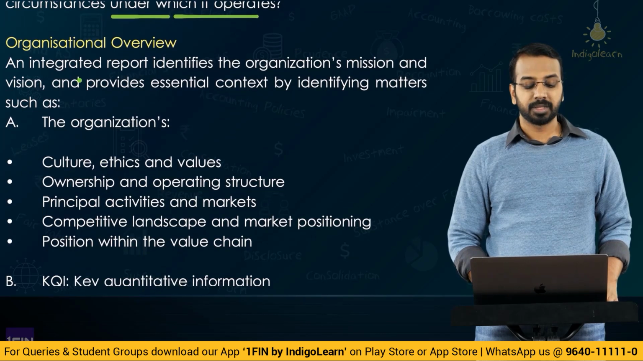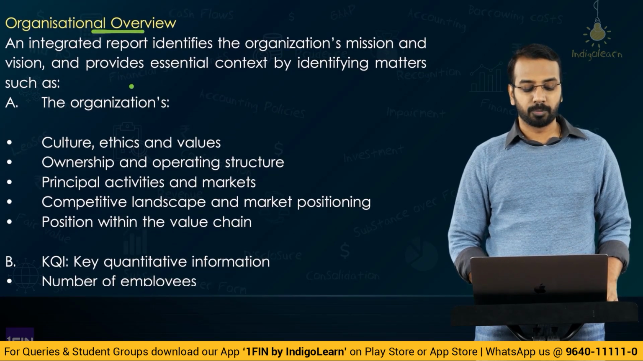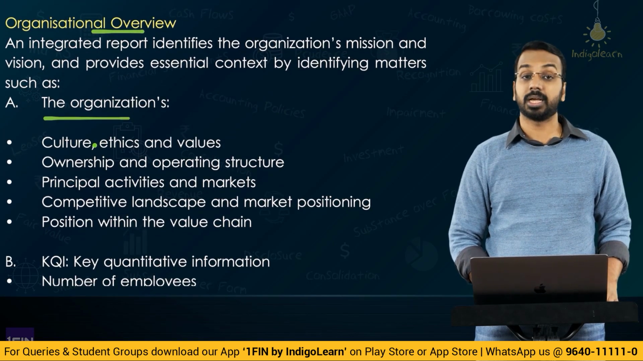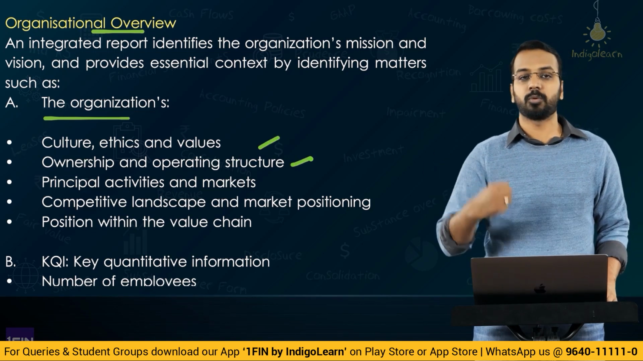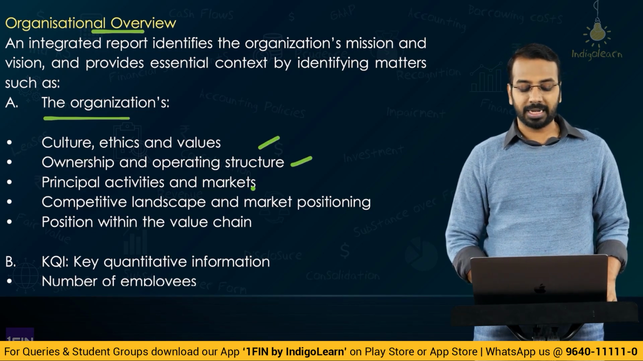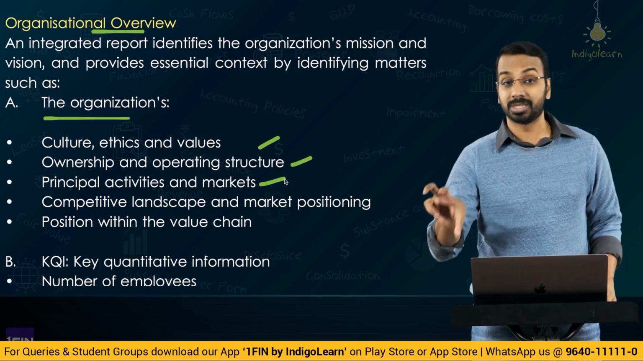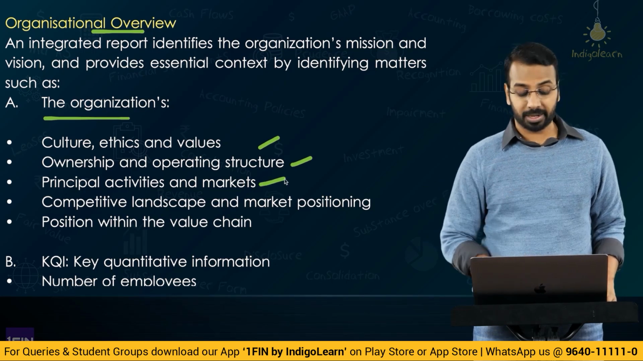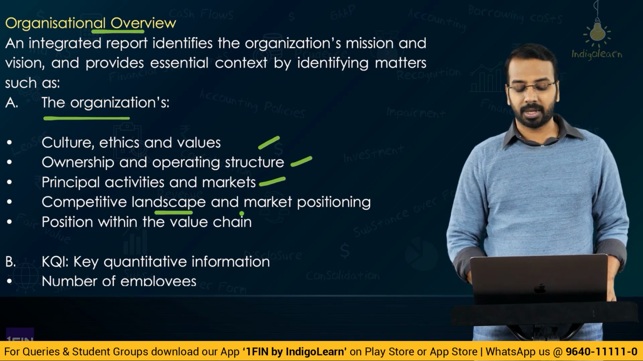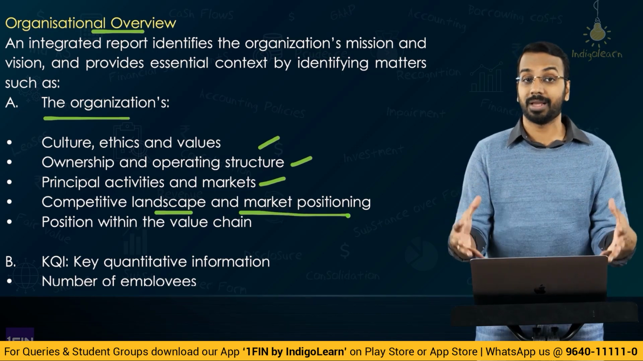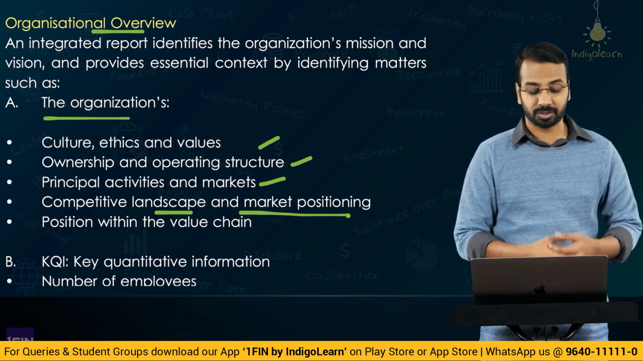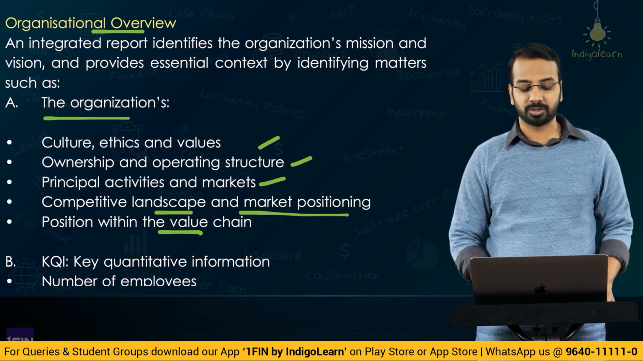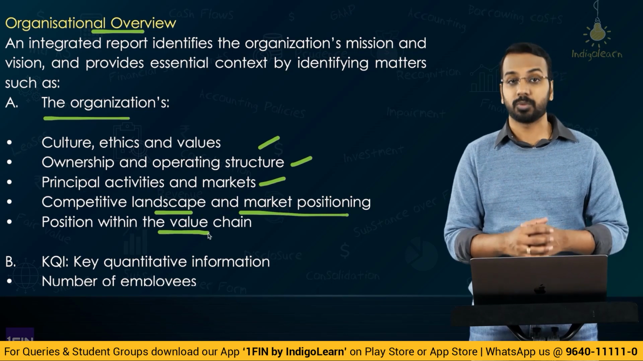So here, in the organizational overview, you report the organization's culture, ethics and values, ownership and operating structure, who owns what portion of the company, principal activities and markets, what are its principal business activities and its principal markets, competitive landscape and market positioning. So what is the competitive landscape, who are the competitors, what is its market positioning, what is its market share, and position within the value chain. In the overall value chain, what is its position?